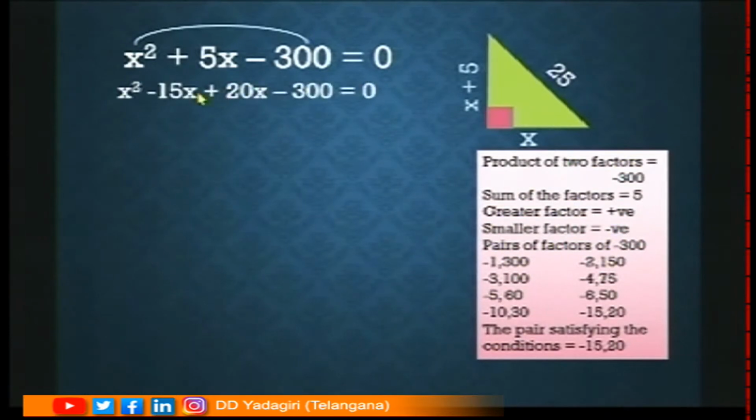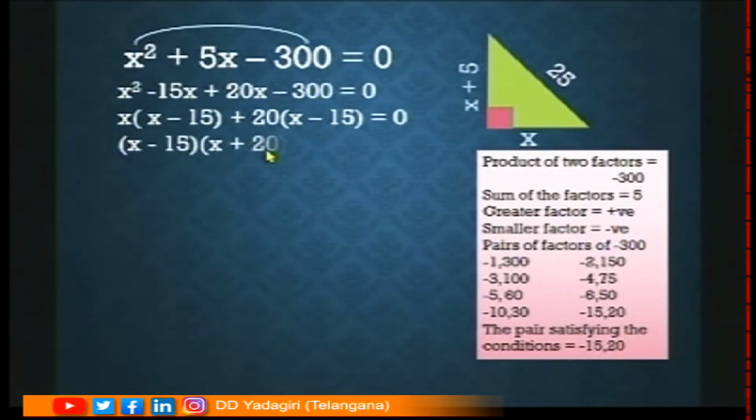So, I am writing the middle term plus 5x as minus 15x plus 20x. My equation comes out to be x square minus 15x plus 20x minus 300 is equal to 0. Now, let's take the elements which are common in the first two terms, which is x. If I take x as common, x into x gives me x square and x into minus 15 gives me minus 15x. Similarly, I take 20 as common in the remaining two terms. So, 20 into x gives me 20x and 20 into minus 15 gives me minus 300.